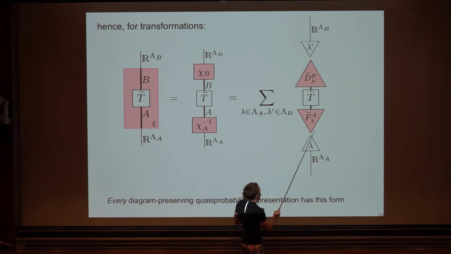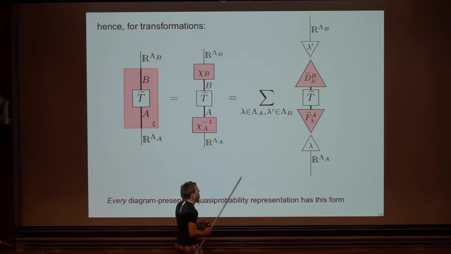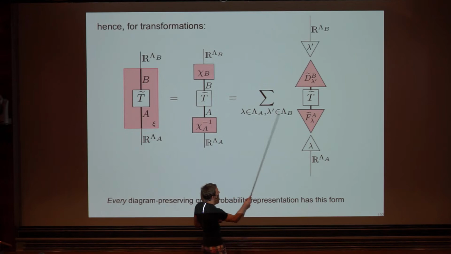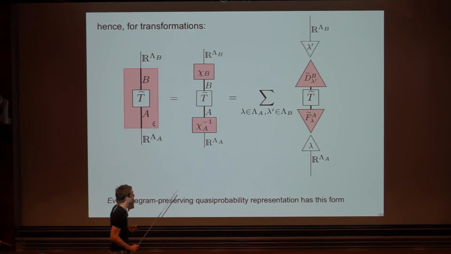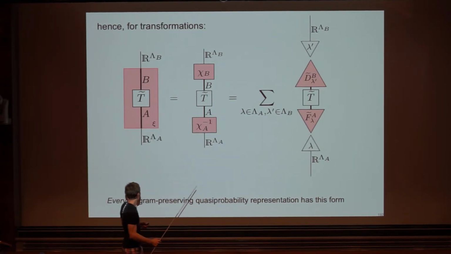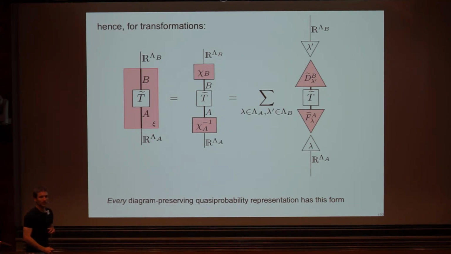Now, if you look at this, this is a closed diagram within a GPT, right? So it's just a real value. So what we end up with is a sum over some real values indexed by lambda and lambda prime, which just defines a matrix within quasi-substock. So these real values might not be non-negative, but this is just defining a matrix within quasi-substock by some matrix coefficients in terms of the basis, the two bases that we found. And every diagram-preserving quasi-probability representation has this specific form.